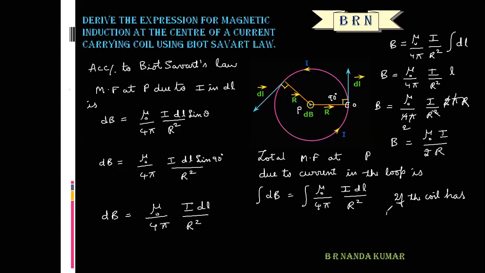Suppose the coil has n number of turns. For one turn, the magnetic field at the center is mu naught I divided by 2R. If the coil has n number of turns, then the magnetic field at the center is B is equal to mu naught N I divided by 2R. So this is the magnetic field at the center of the coil, or the center of the loop.